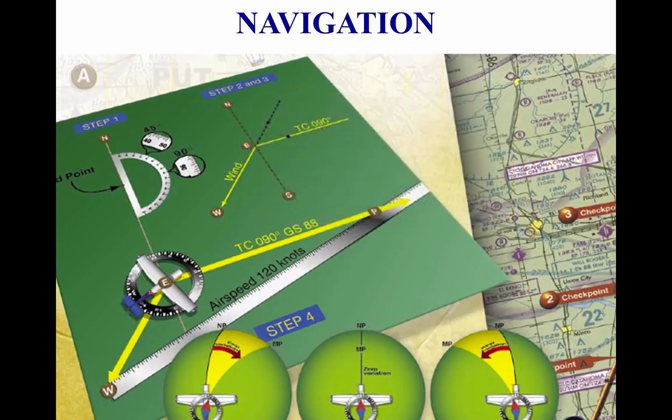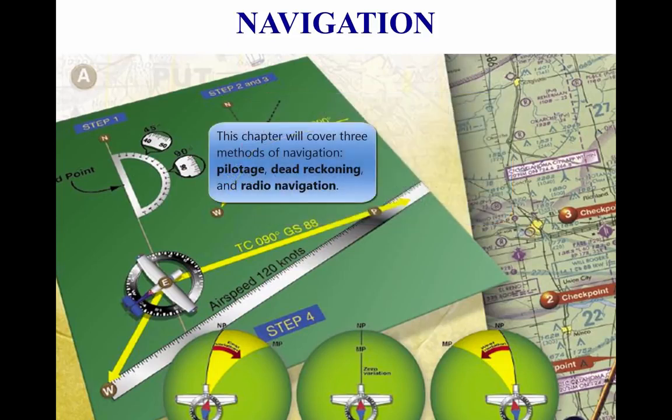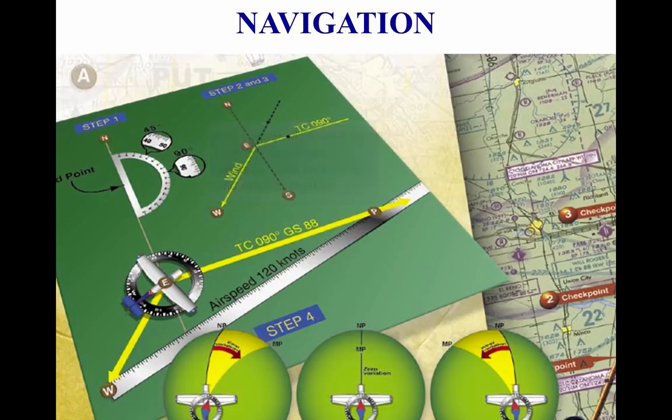The methods used in this chapter include pilotage, navigating by reference to visual landmarks, dead reckoning, computations of direction and distance from a known position, and radio navigation by use of radio aids.